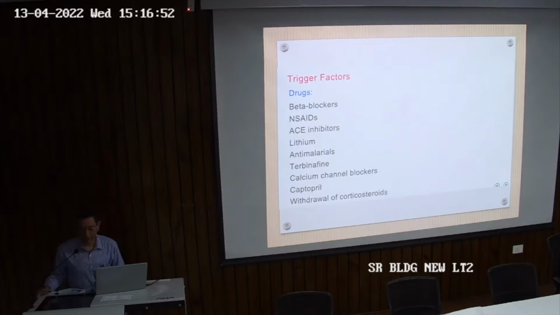So all these drugs are responsible for so many skin diseases or other systemic diseases nowadays. And there is a list of other drugs which are not commonly used. So commonly what we use are NSAIDs. Then ACE inhibitors are also used. Lithium is used in, lithium कहाँ पे यूज करते हैं, सेक्रेटरी में यूज़ करते हैं लिथियम. Then antimalarials, terbinafine, calcium channel blockers, captopril, and withdrawal of corticosteroids. So this is very important.